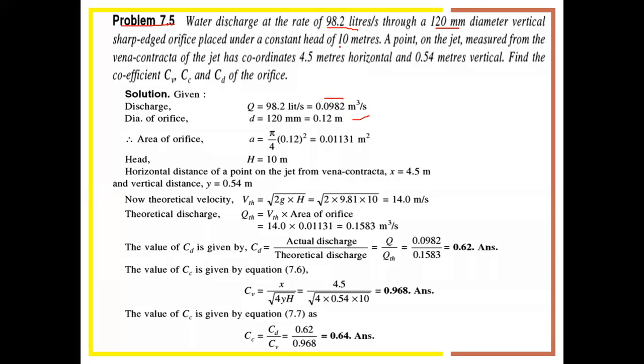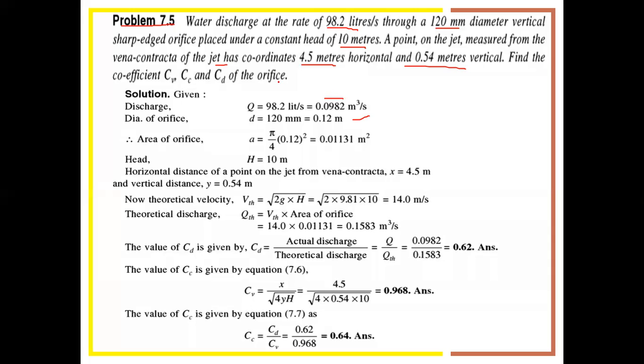Under a constant head of 10 meters, a point on the jet measured from the vena contracta has 4.5 meters horizontal and 0.54 meters vertical. Find the CV, CC, CD of the orifice. You may get this type of problem in the external exam, and the marks allotted may be 6 or 7 marks, right?